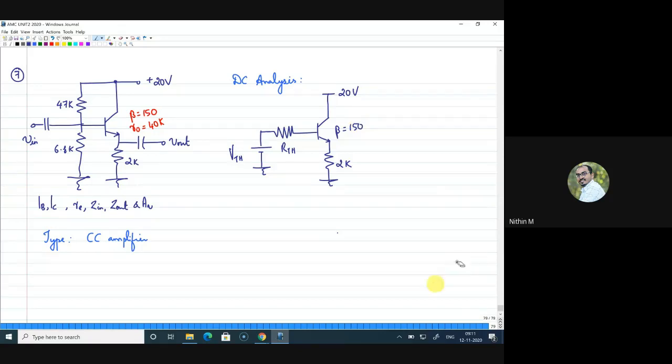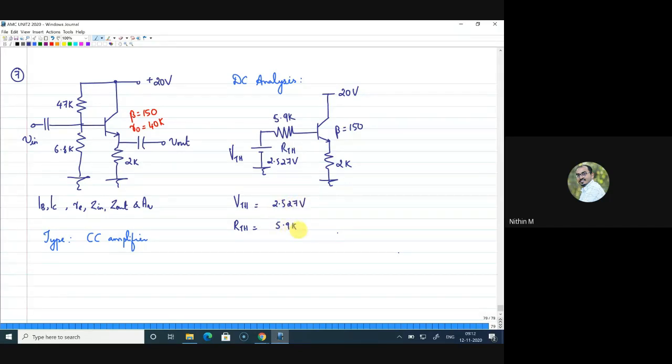Now, can I get the value for VTH here? What are VTH and RTH in this case? Yes, Kirtana, let me check your answer. Yeah, RTH is 5.9K, very good. And VTH is 2.527 volts, yes.